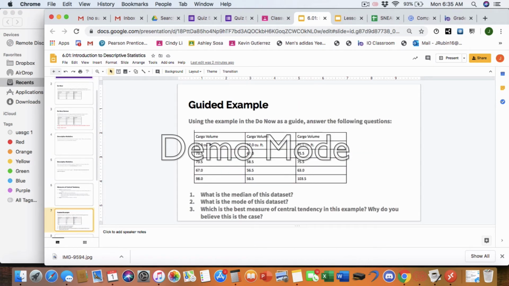So now, I want you guys to take the example from the do now. We found the mean, and now you're going to find the median and the mode, and then you're going to do a little discussion. What do you think is the best measure of central tendency, and why? Do you believe that's the case?